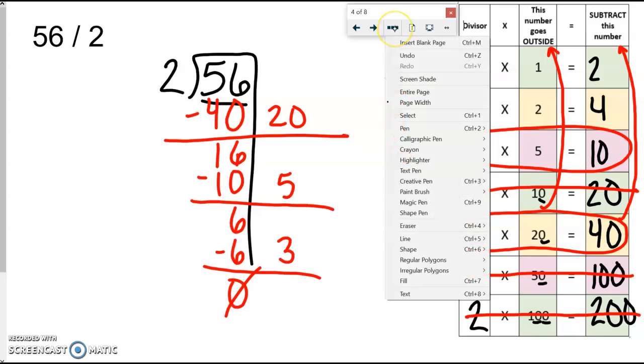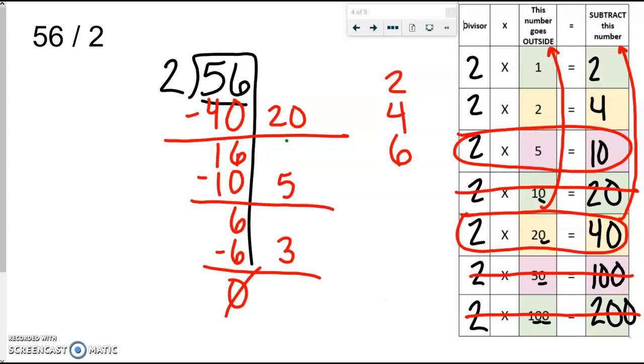Now, the way that we find our quotient, our answer, is that we are going to add up all of the numbers on the outside of the house. 20 plus 5 plus 3 gave us a quotient of 28. That means if I have 56 pieces of candy and 2 best friends, each best friend can get 28 pieces of candy. Let's try a harder one.